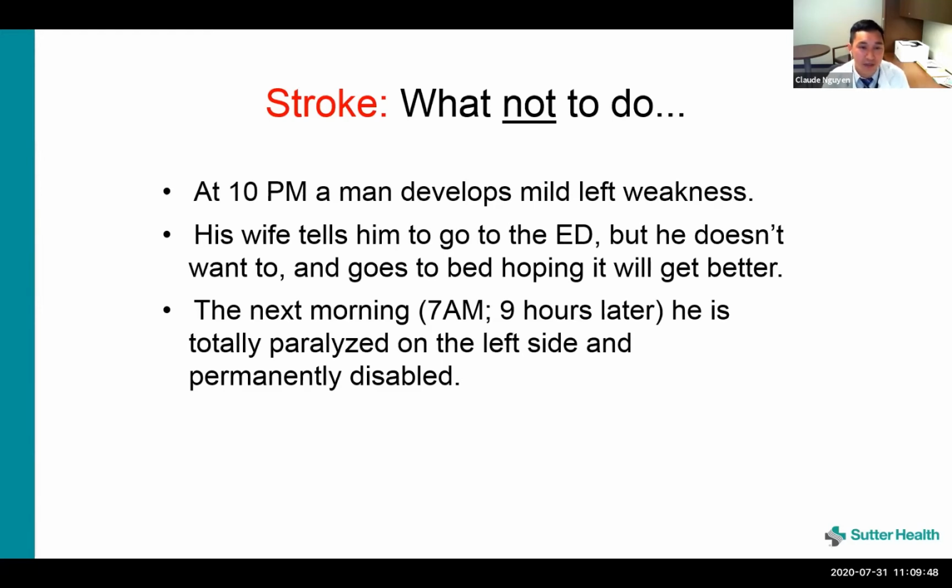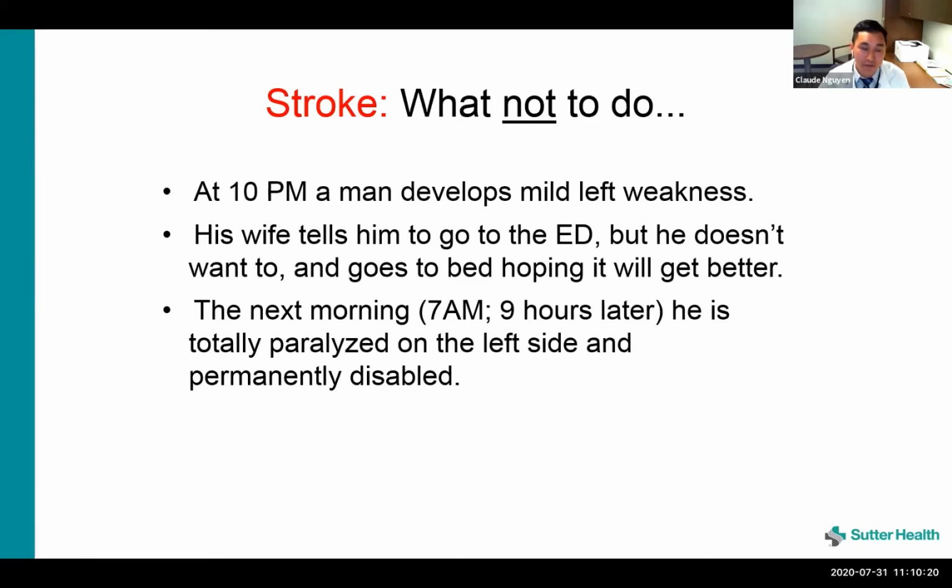Let's say there's a man who develops a weakness on the left side of his body at about 10 o'clock at night. He mentions this to his wife, and his wife says, why don't you go to the emergency room and get it checked out? But the weakness, at that time at least, is not super severe. He might still be able to walk and handle things with his left side. So he thinks that it might get better, so he goes to bed.